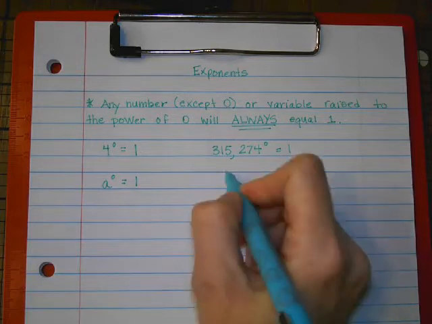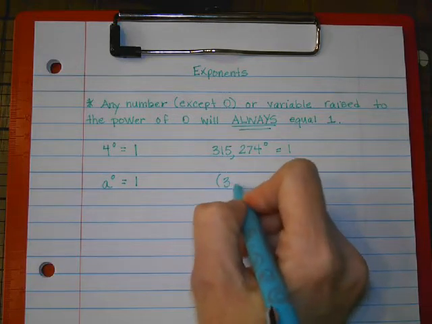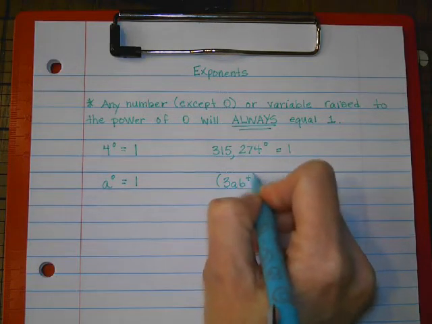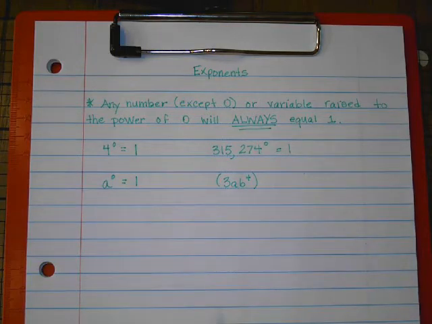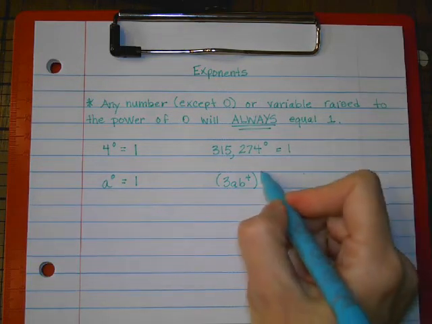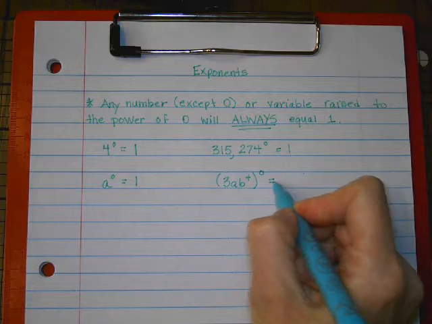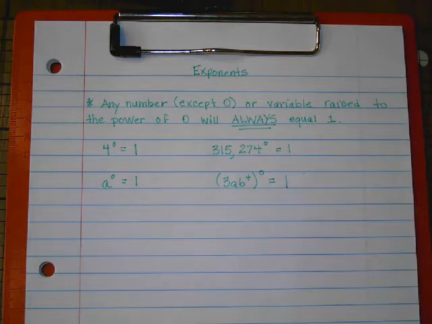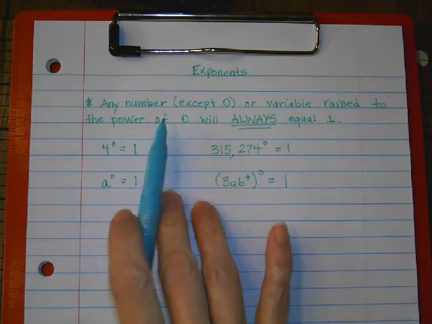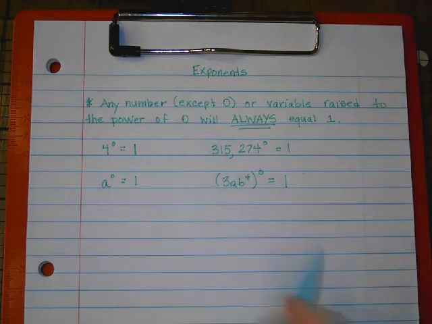And if I take, let's say, a group, let's say 3ab to the 4th, if I take this entire unit, this whole thing, and I raise it to the 0 power, I'll still get 1. Okay, so now remember I told you up here, it says that you guys can use any number except for 0. So now we're going to talk about that 0 guy.